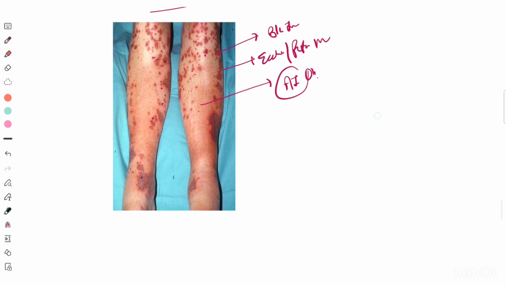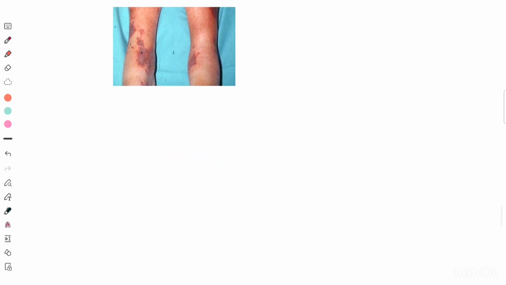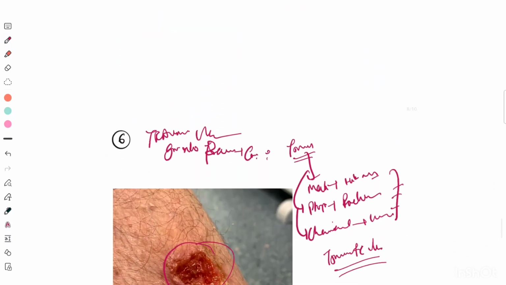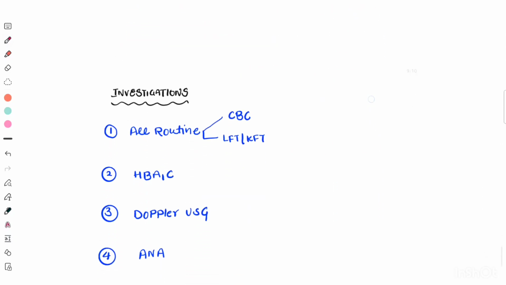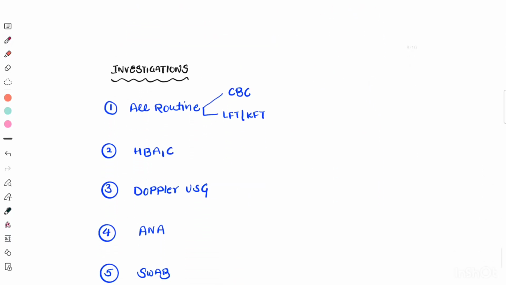So how to confirm the diagnosis? We have some tests to diagnose these types of ulcers, let's discuss one by one. First of all, you have to send all routine tests. CBC, in CBC you can look at the WBC count. If raised, there will be infection, and if HB is decreased, there can be anemia which can cause ulcer.